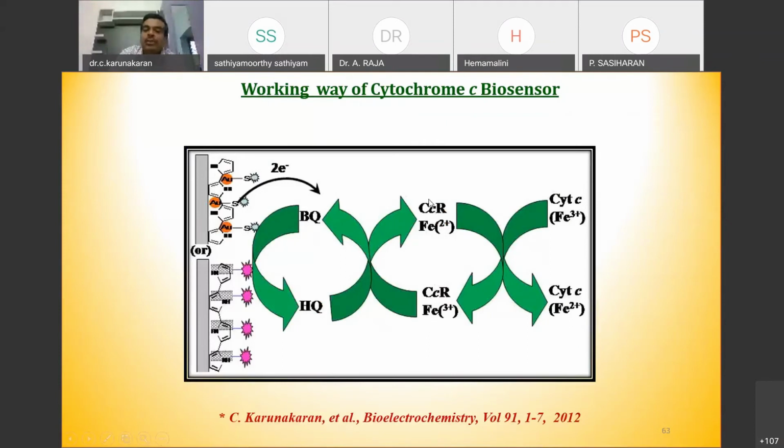For example, when cytochrome C binds, there is a redox reaction, Fe2+ to Fe3+. As a result of the redox reaction, there is a current in the electrode. If the concentration of cytochrome C is higher, there will be a greater current response.